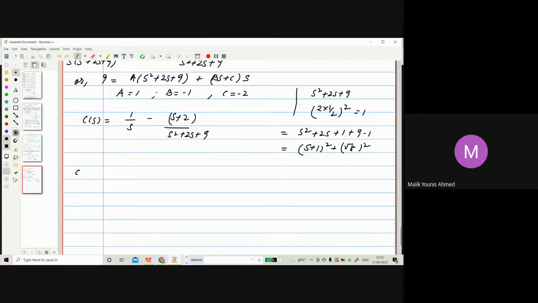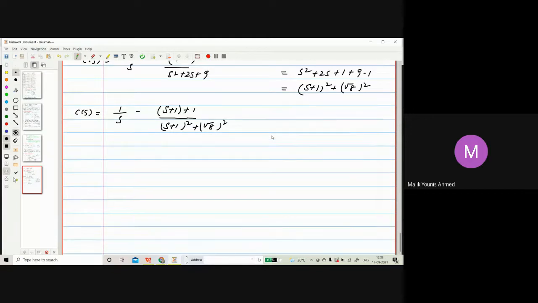Mathematical manipulations. C(s) will be 1/s minus, I can break it down to (s+1), because I have s+1 in the numerator, plus 1, divided by (s+1)² plus (√8)². So this is the scenario. Just mathematical jugglery, nothing else. Why am I doing this? Because I want to use this formula.